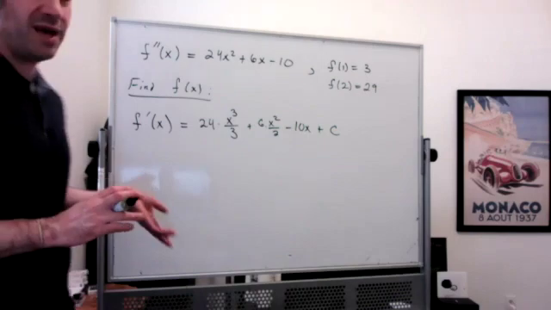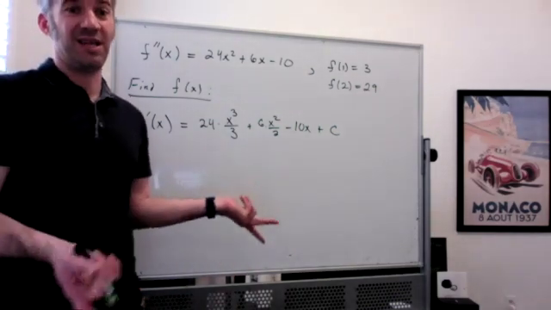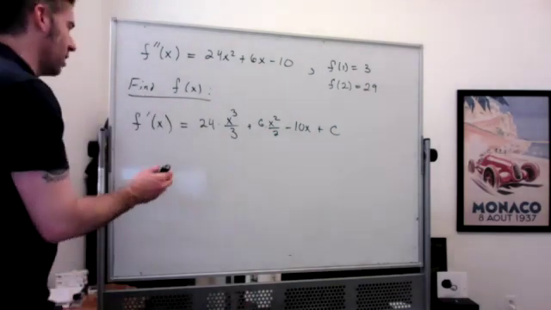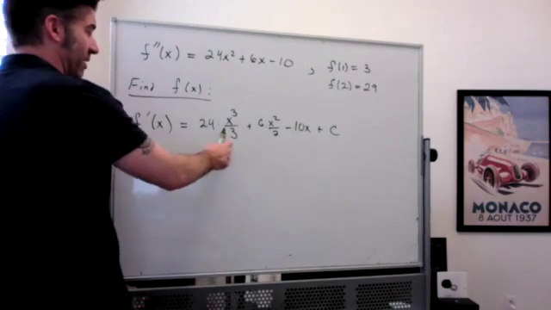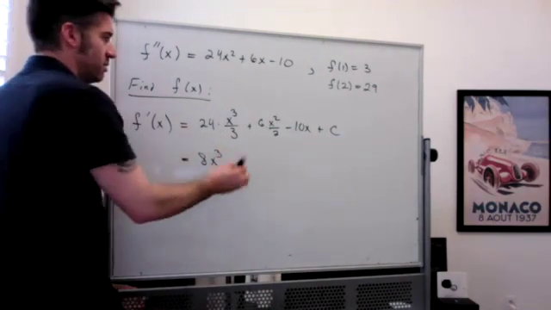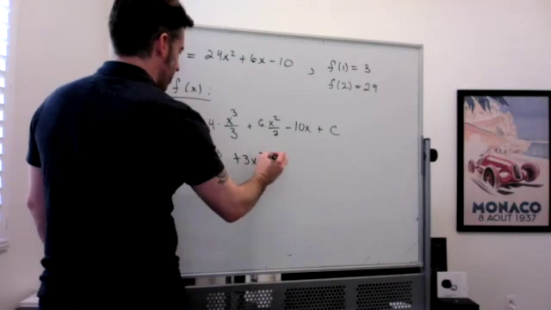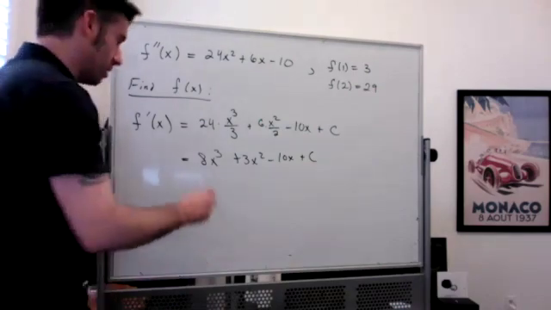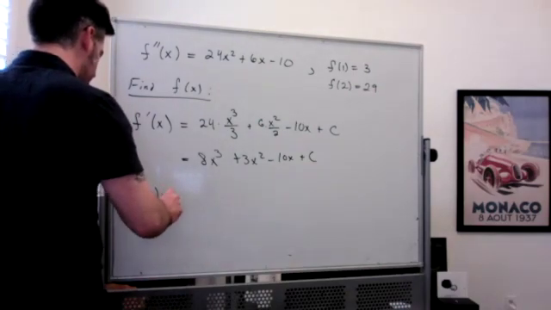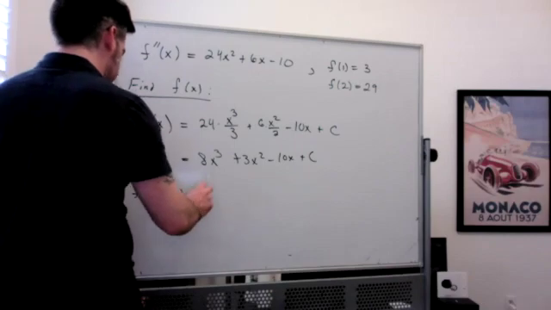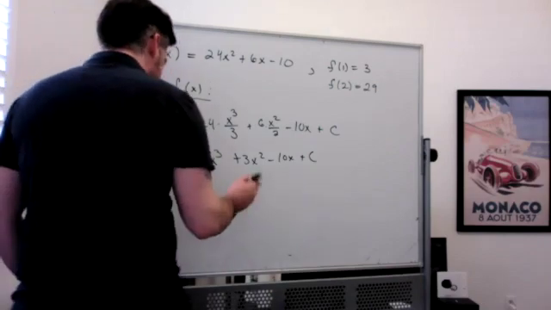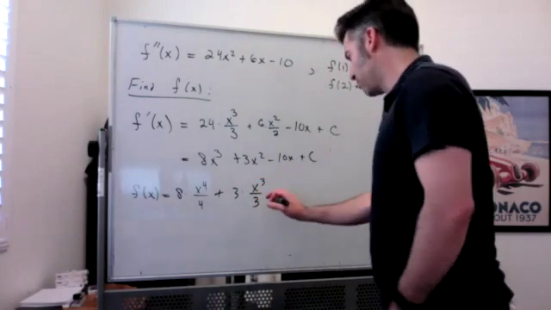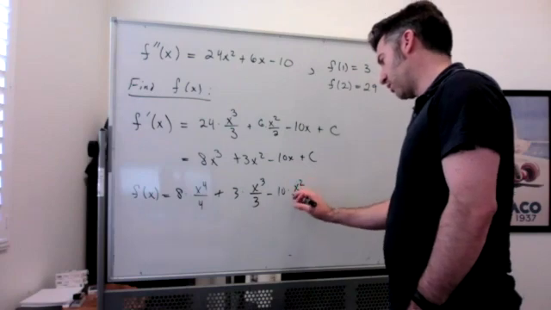And normally I wouldn't really worry about simplifying too much, but since I want to take another antiderivative, it really is in my best interest to simplify this as much as possible. So I'm going to rewrite this as, let's see, 24 divided by 3 is 8. 6 divided by 2 is 3. And now we're going to anti-differentiate again. We're going to get f of x equal to 8 times x to the 4th over 4 plus 3 times x cubed over 3 minus 10 times x squared over 2.